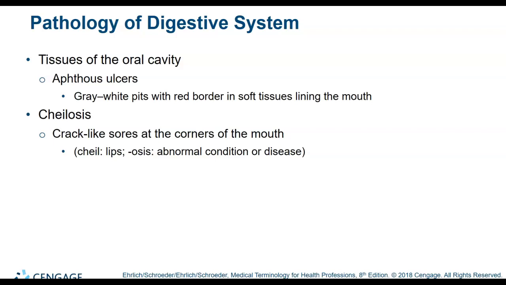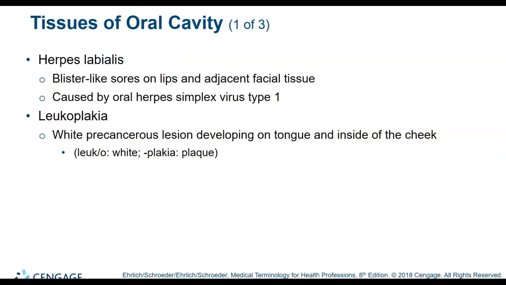The pathology of the digestive system, tissues of the oral cavities, there's a number of different things. Again, cheilosis is one of the ones, and this is crack-like sores at the corner of the mouth. If we literally define this, it is a disease of the lips. Cheilo is lips. So just realize that if we do a literal translation, that's what it would be.